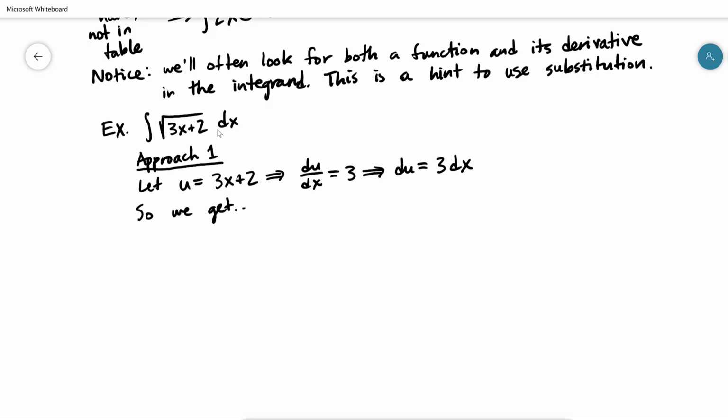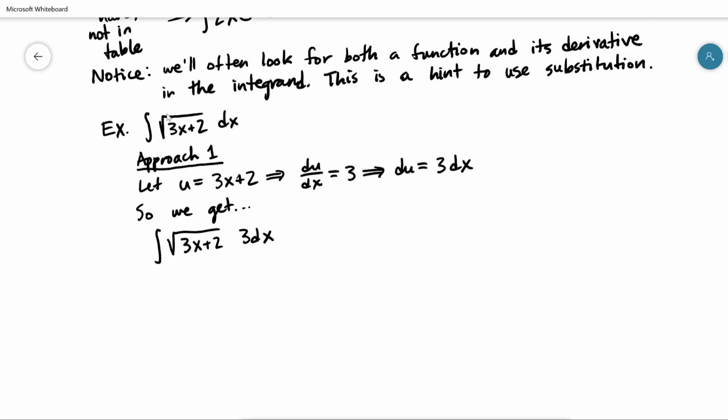I'm going to put it there. I'm going to have the integral of the square root of 3x plus 2, and I'm going to force a 3 dx here. So now I have something that looks like the du that I want. So I have something that looks like this piece here.